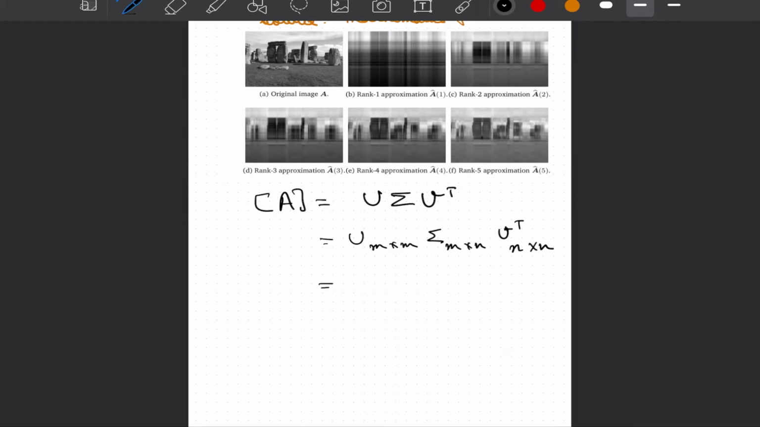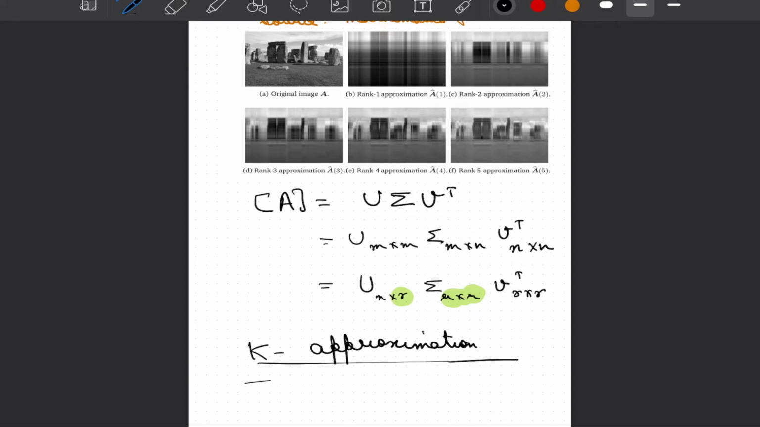Also, in our last lecture, we learned about the rank, that you can ignore all the elements that do not have any non-zero eigenvalues associated with them in sigma and approximate it as M cross R, sigma R cross R, V transpose R cross R. In today's lecture, we will be dealing a lot with this R, what we call the rank, to come up with the K rank approximation. Let us try to understand what this K rank approximation means with the help of an example.